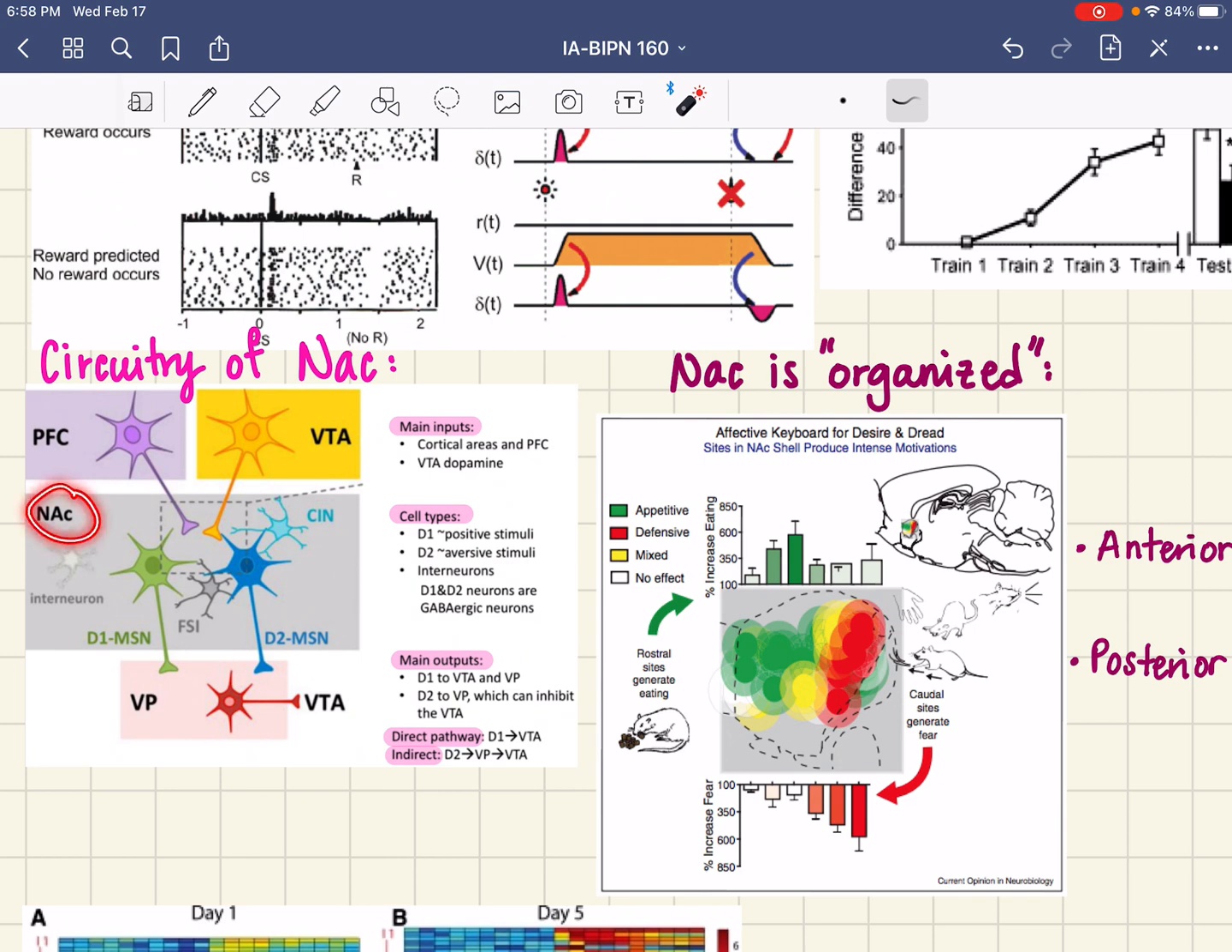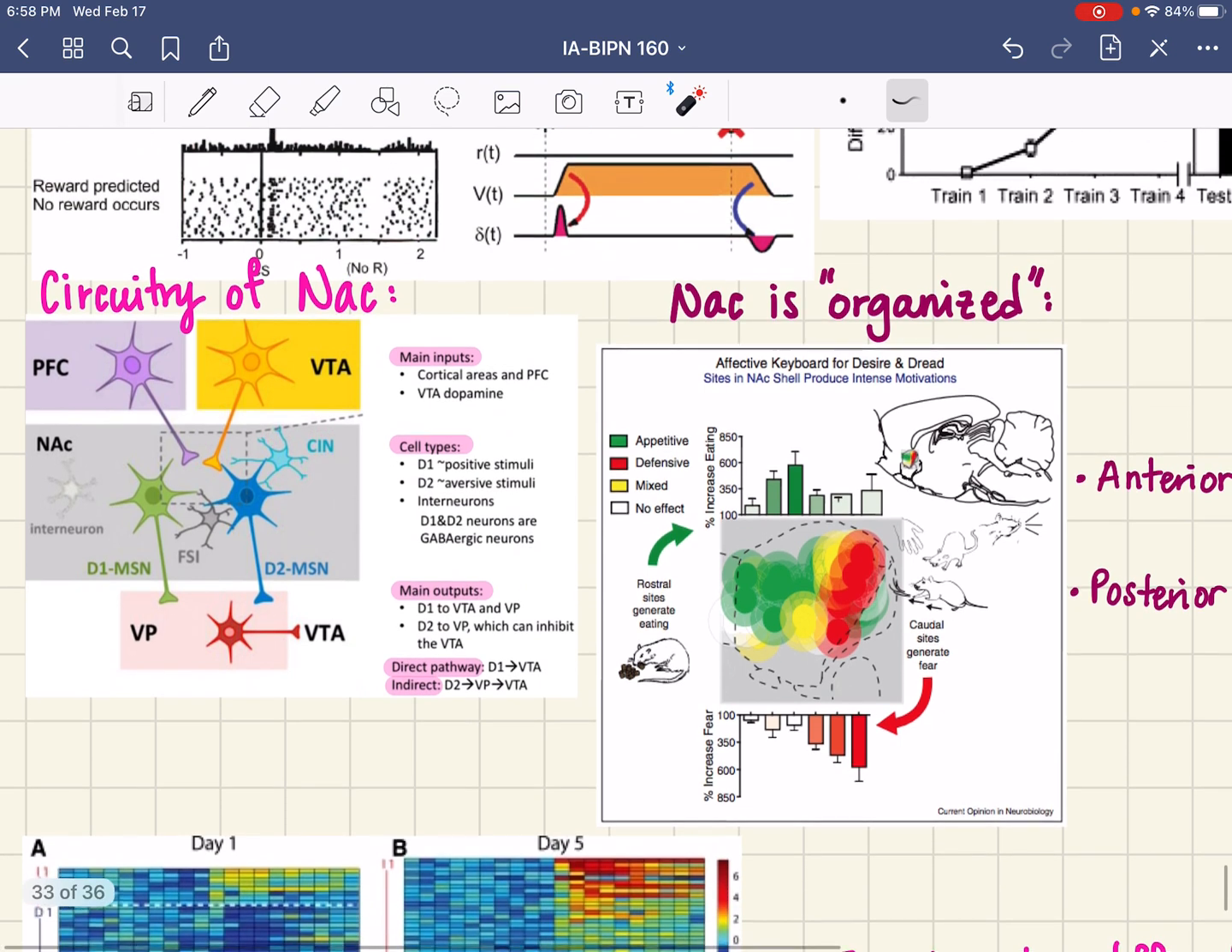Now, in the nucleus accumbens, there are many different types of neurons. There are interneurons, there are D1 neurons, and D2 neurons. The D1 neurons are responsible for positive stimuli. And I believe they stimulate the next area that they're projected to. The D2 neurons, over here, respond to aversive stimuli, and they can inhibit the next area they project to.